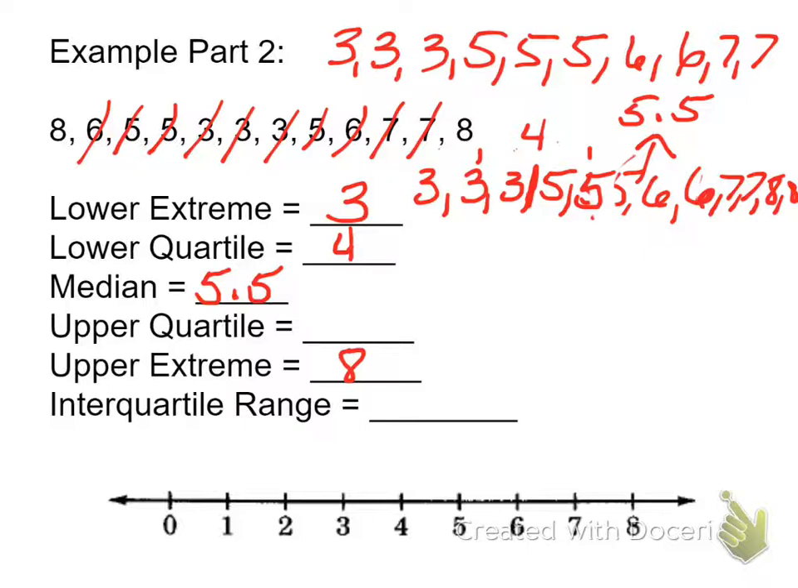How about our upper quartile? What is it, Declan? 7. How did you get that?